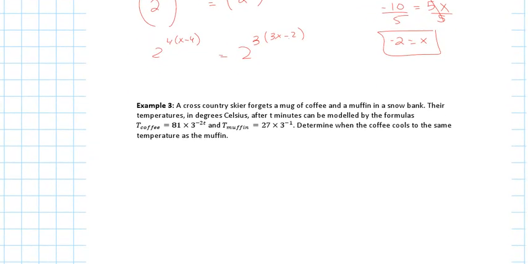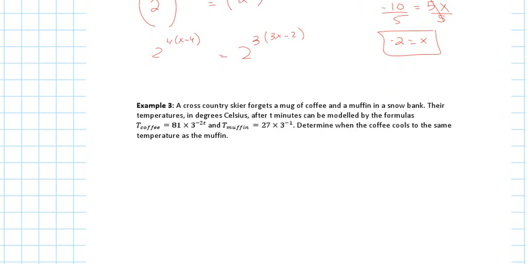All right. So a cross-country skier forgets a mug of coffee and a muffin in a snowbag. That's me. Except the cross-country skier part. Their temperature in degrees Celsius after T minutes can be modeled by the formula T of coffee is equal to 81 times 3 to the power of negative 2T. And the temperature for the muffin is equal to 27 times 3 to the power of negative 1. Determine when the coffee cools to the same temperature as the muffin.